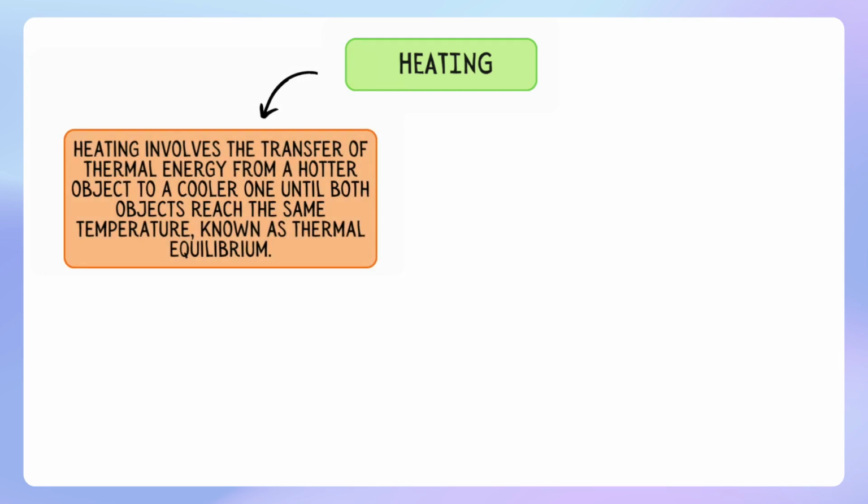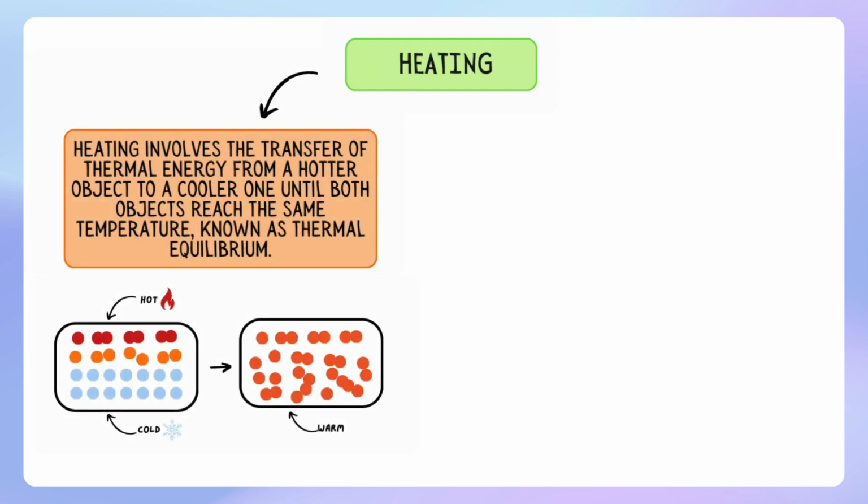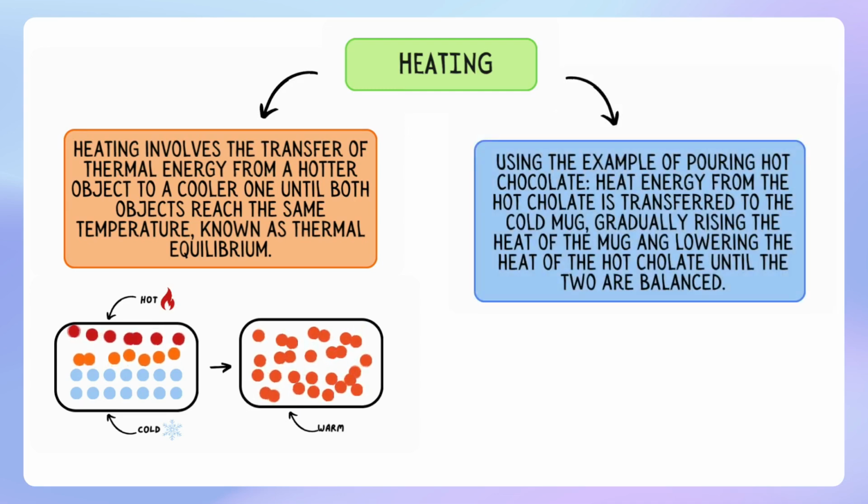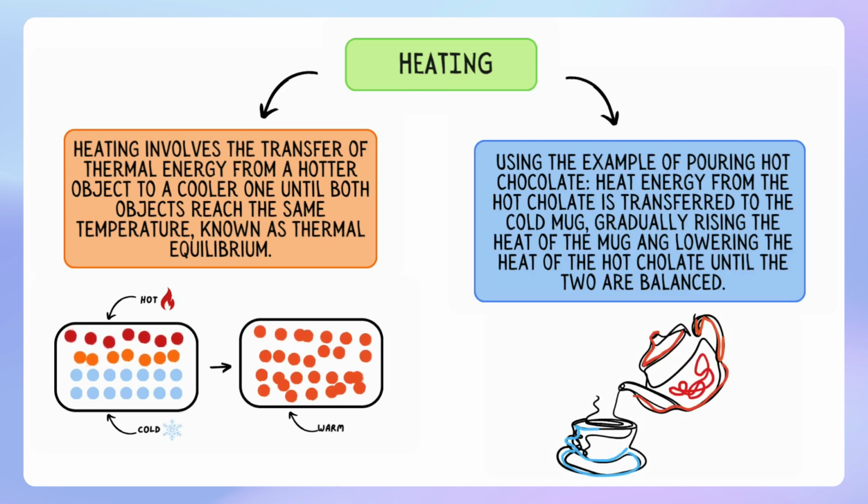In today's lesson, we delved into the process of heating as a method of energy transfer. We discussed that heating involves the transfer of thermal energy from a hotter object to a cooler one until both objects reach the same temperature, known as thermal equilibrium. We examined a practical example where hot chocolate transfers its heat to a cooler mug. This understanding of heating and energy transfer forms a crucial part of our knowledge of how energy moves and changes form in everyday processes.